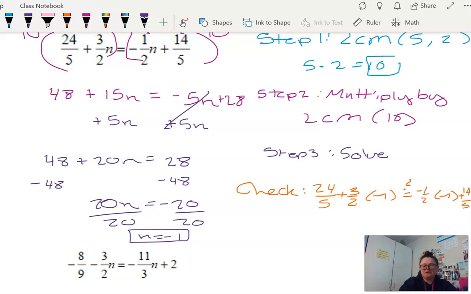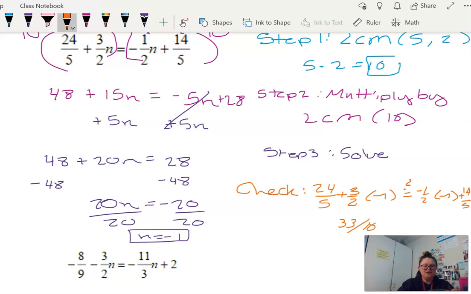So I'm literally going to go in. I'm going to do 24 over 5 plus 3 over 2, parentheses, negative 1, and hit equals. And that gives me 33 tenths. So I should remember that because I'm not going to have that one memorized. And then hopefully when I do this over here, I get the same thing.